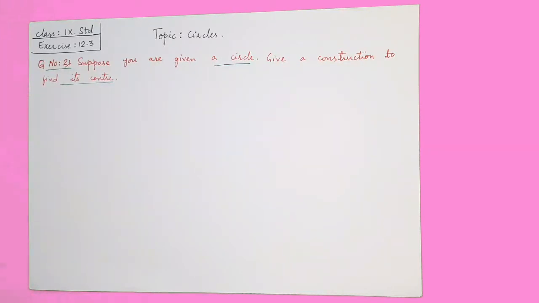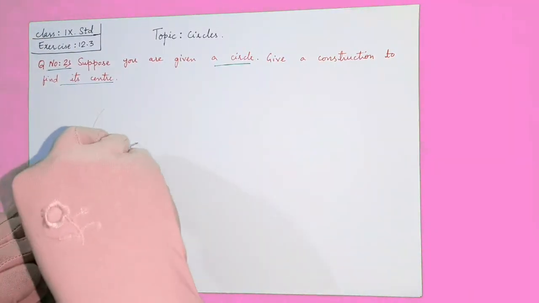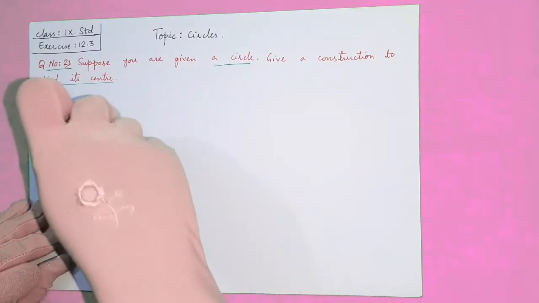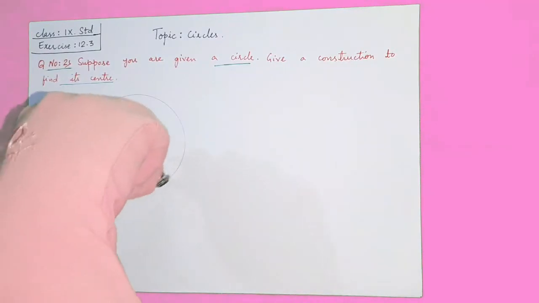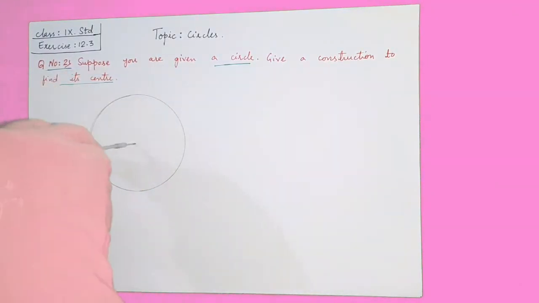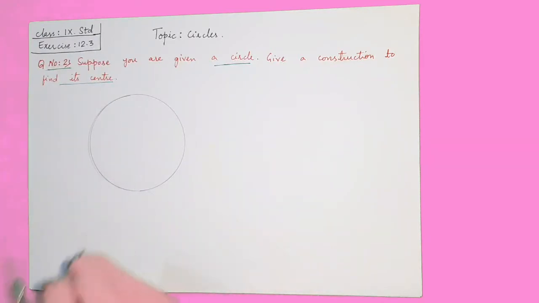But when you have an already drawn circle, we cannot say where the center is lying. So for that we have one construction here. Suppose a circle is given, and for this circle we have to find where the center is lying. So how will you find? अगर आपको एक सर्कल दिया हुआ है तो आपको फाइंड करना है कि उसका सेंटर कहाँ पे है.